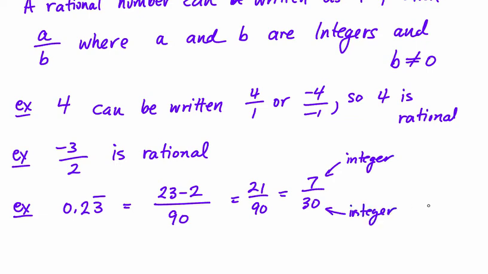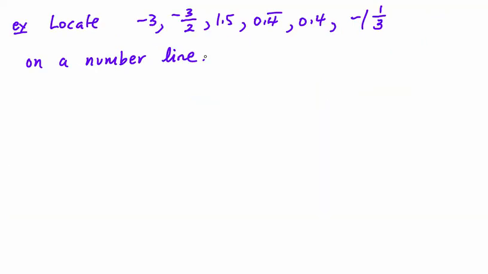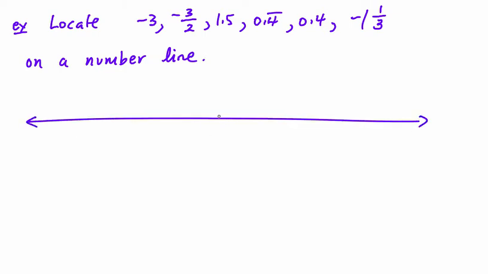Okay, let's take a look at another type of question. So I want to locate these numbers, negative 3 over 2, 1.5, 0.4 repeating, 0.4, and negative 1 and 1/3 on a number line. So let me draw a number line. I always like to have 0 in the middle. The negatives will be on the left, positives are on the right. So there's negative 1, negative 2, negative 3, and I've already found my first number. Negative 3 is right there.